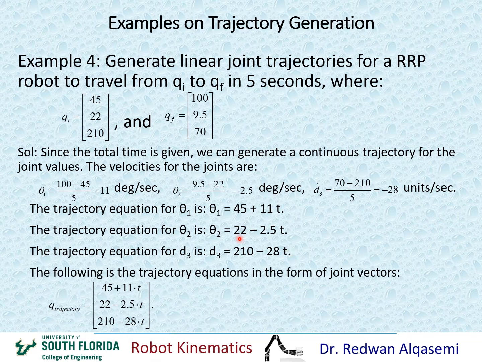Now we can leave them this way, or we can just add them to a vector in a similar fashion to what we have here for Q initial and Q final. So we can call this Q trajectory, which equals, and then we put the equation for each one of these variables in its respective space here. So this would be the trajectory for joint 1, theta 1 I mean, and this is the equation for the trajectory for theta 2, and this is the equation for the trajectory for d3.